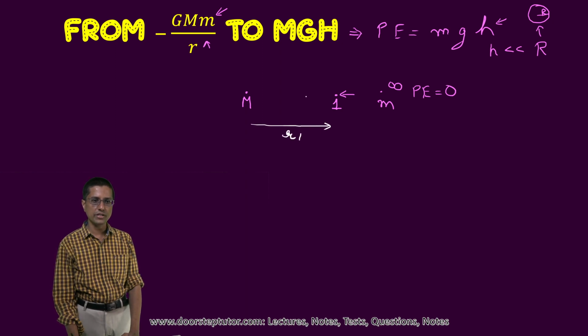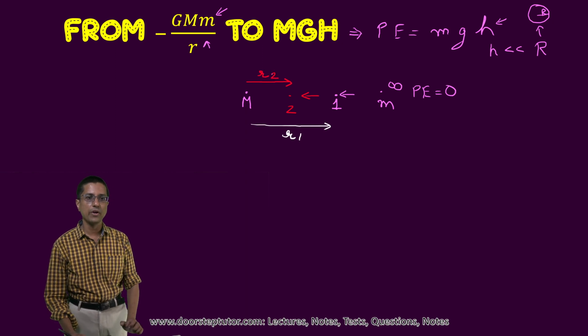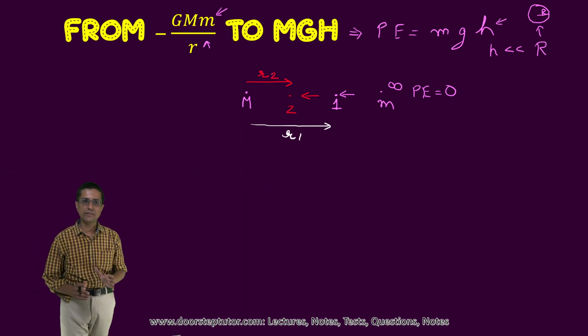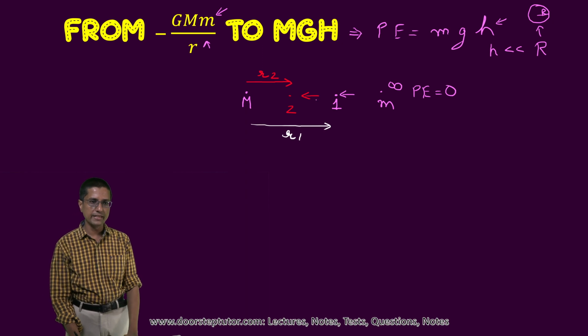Then it moves a little further, and it comes to a point 2, and the distance of point 2 from our second body is r2. So this is the configuration. This is where we will try to understand, if this were to happen, the change in potential energy, which is what I would try to understand.